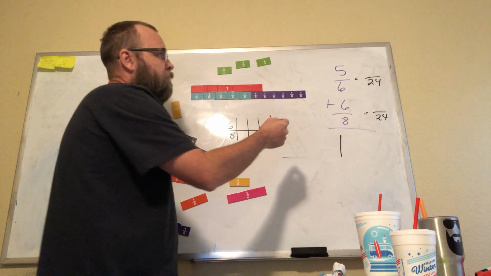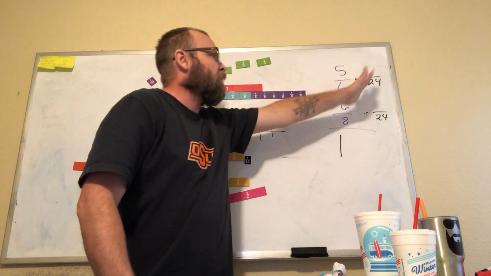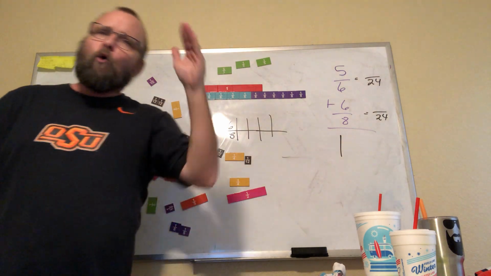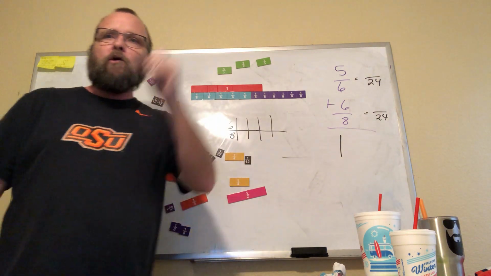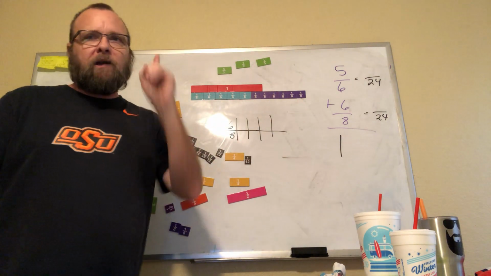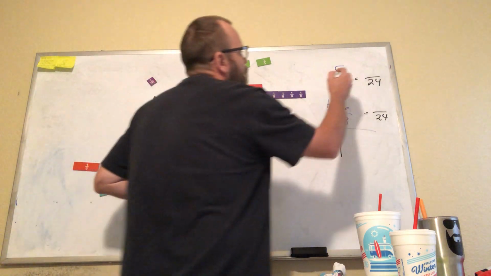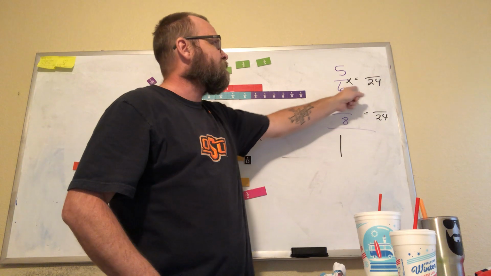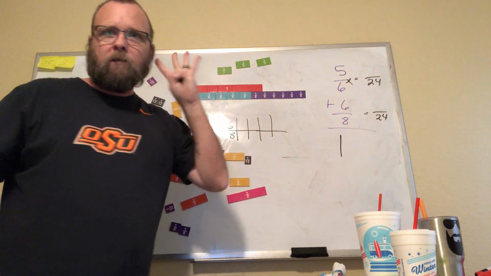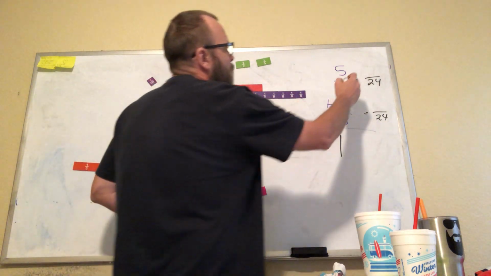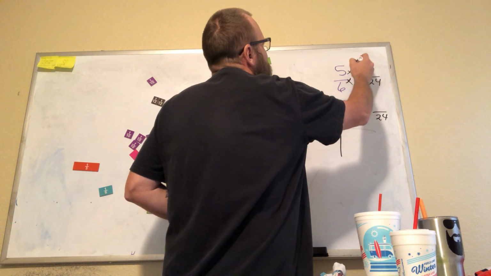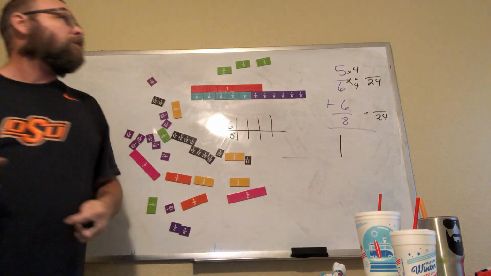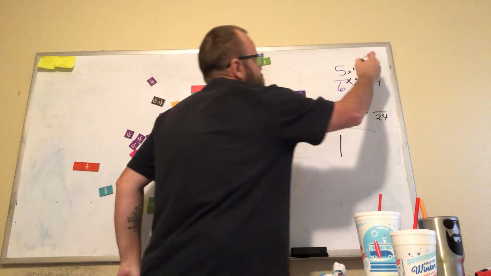So now we need to change 5/6 to something over 24 without changing the value, which means we have to multiply by a fraction that equals 1. If I go back to my multiplication chart, what did I multiply by 6 to get 24? 4. If I multiply my denominator by 4, I must also multiply my numerator by 4, and 5 times 4 is 20.